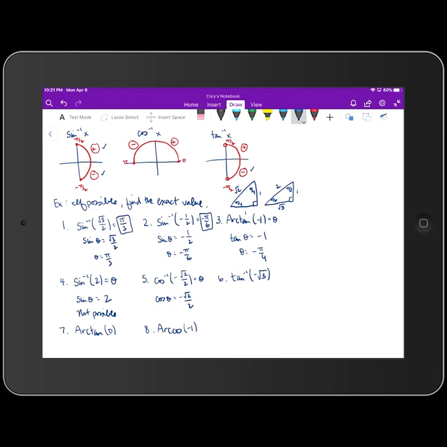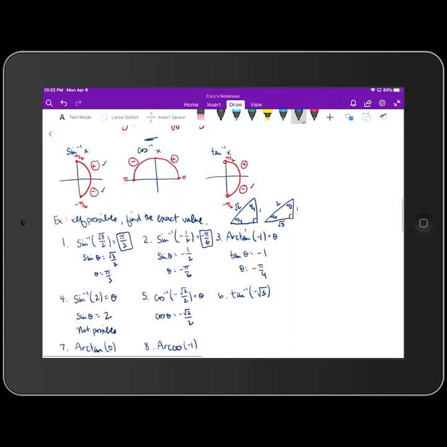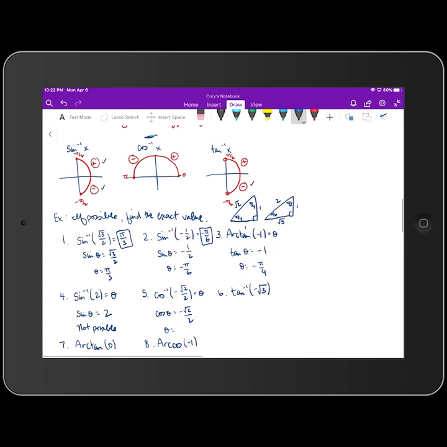positive, the output for inverse cosine, if you look at the graph up above here, if our ratio is positive, that means the angle output for cosine inverse has to be in quadrant 1. If the ratio is negative, that means that the angle output has to be an angle in quadrant 2. So the fact that this ratio is negative tells me that my angle lies in quadrant 2.